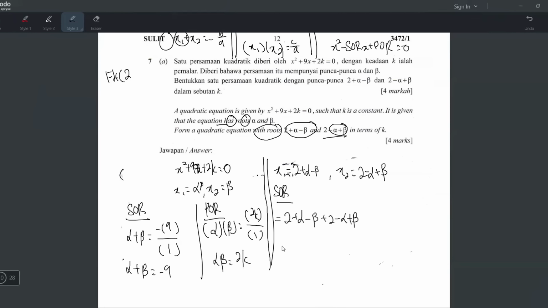And then the equal you just write here. 2 plus 2 boleh buat dapat 4. Alpha minus alpha 0. Negative beta plus beta 0. So that is the SOR value. You don't even need to use this to help you, right? So you already get the SOR.